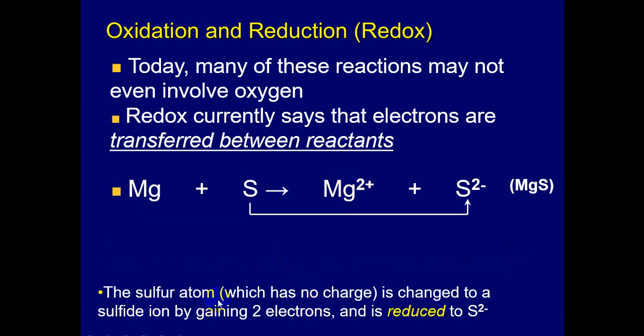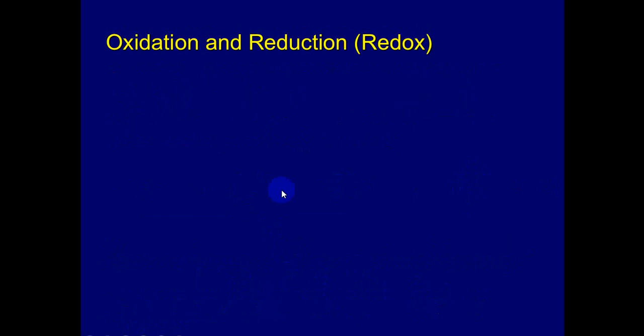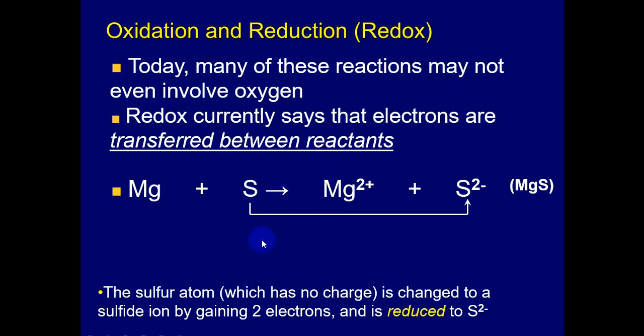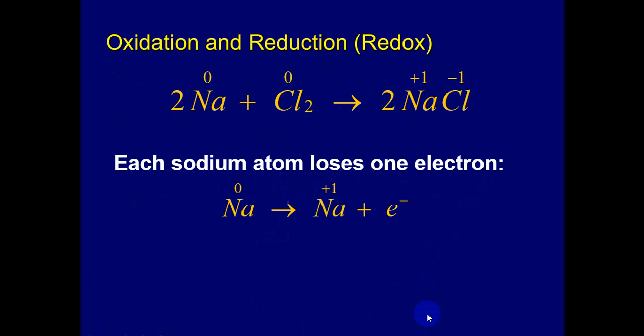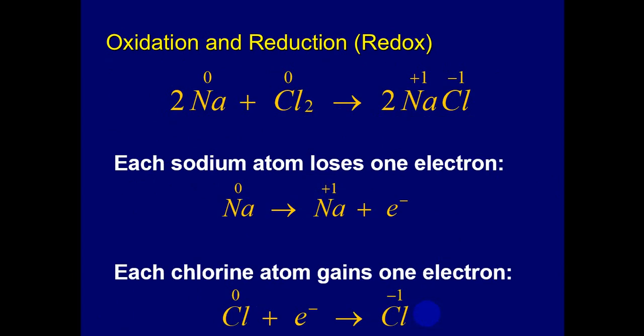The sulfur atom, which has no charge over here, is changed to sulfide ion by gaining 2 electrons. So it gained the 2 electrons from magnesium. And because it has gained 2 electrons from magnesium, sulfur is said to have been what? Reduced. Okay, so we have an oxidation-reduction reaction. The reaction continues.